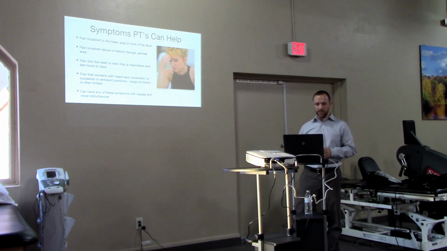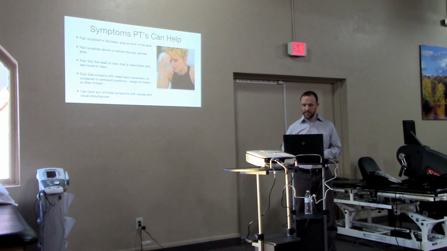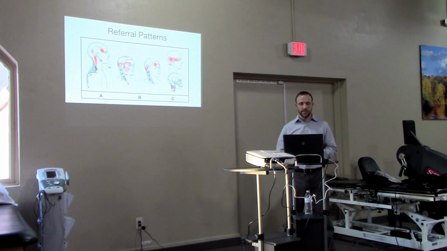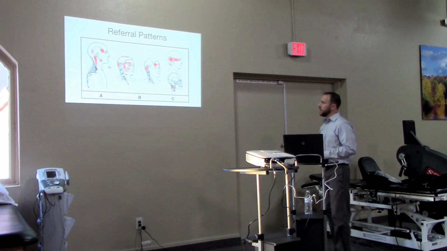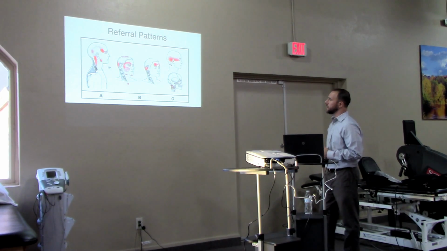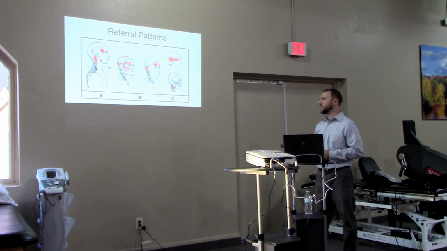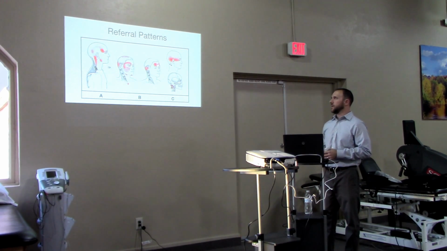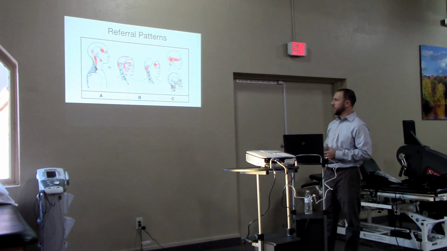Also, any of these symptoms can be with nausea or visual disturbances. So these are some of the referral patterns. We can see here in A, some of the areas into the suboccipital and the neck, around the eye, above the eye, and into the jaw. Where it's more concentrated is where we typically see more of the focus of the pain.